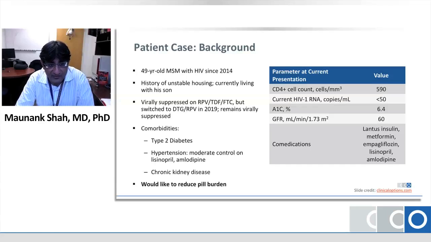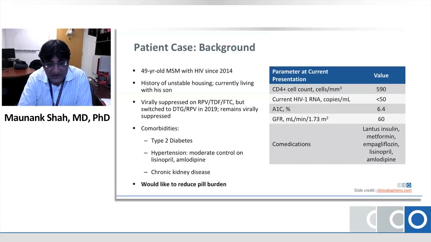He'd remained virally suppressed on this regimen, but over time had begun to express some pill fatigue. He had type 2 diabetes that had been previously poorly controlled, but with increasing control once he had initiated long-acting insulin, along with metformin and other oral agents. He also had moderate hypertension, which was reasonably controlled on lisinopril and amlodipine, though there had been some consideration for adding a third agent as well.